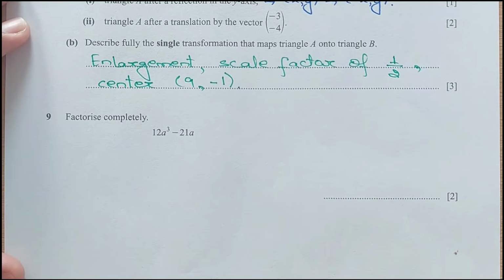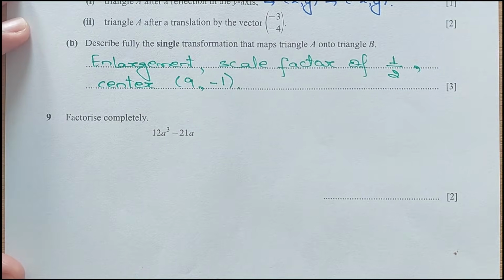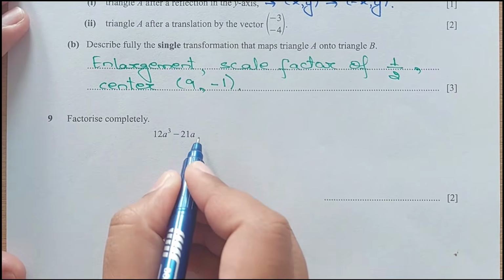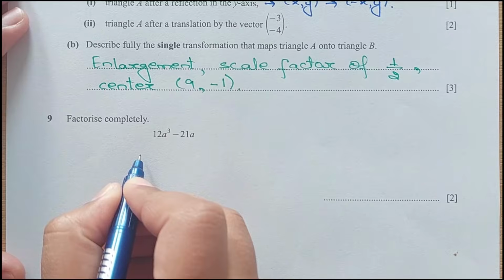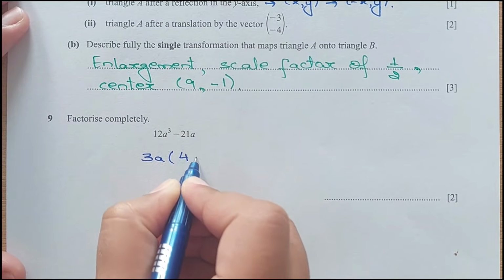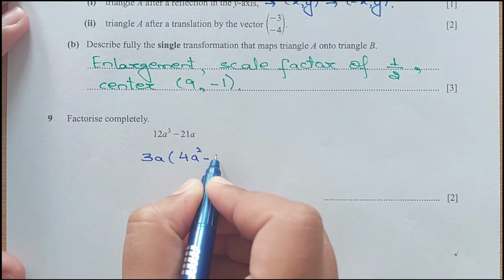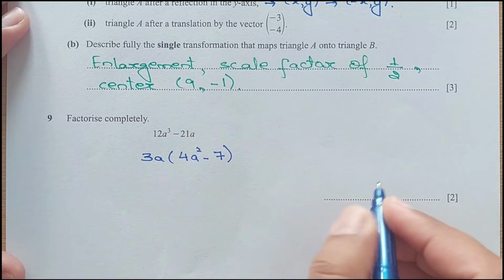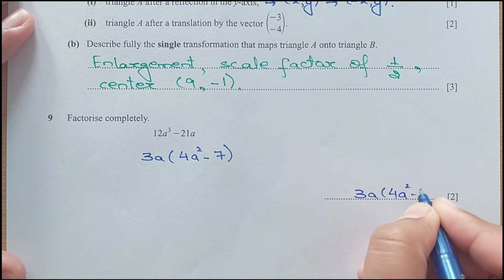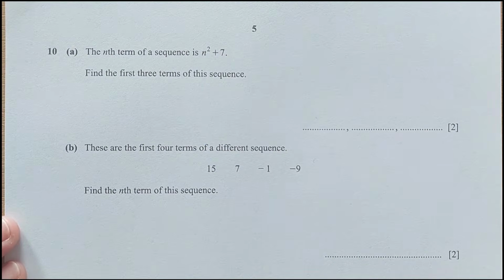Now for question number 9, factorize completely. Okay, so we have 12a cube minus 21a. So we can take 3 common and a common, right? So 3 times 4 is 12, a square is left, and minus 3 times 7 is 21, right? So this is the factor: 3a times (4a square minus 7).